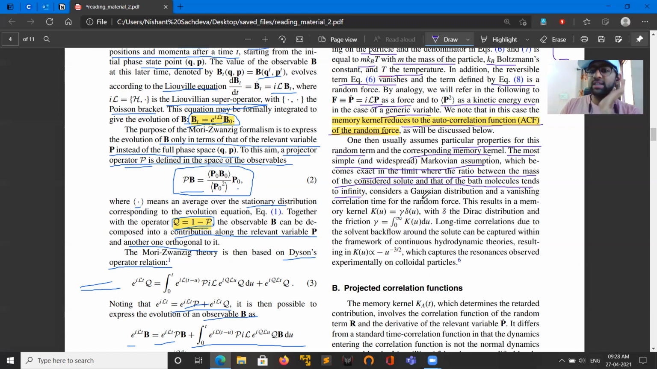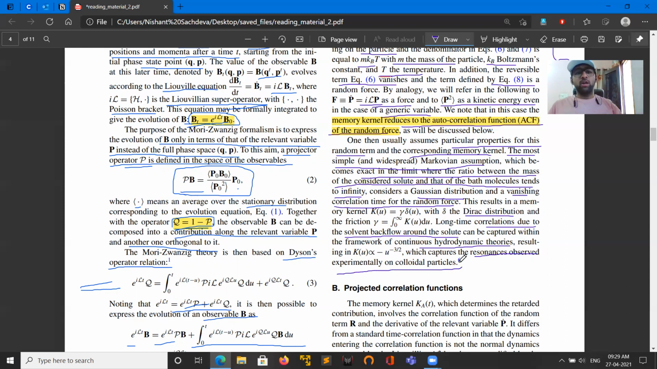The Markovian assumption considers a Gaussian distribution and a vanishing correlation time for the random force. This results in a memory kernel K(u), which is gamma delta of u, with delta as the Dirac distribution and the friction gamma as the integral from 0 to infinity of K(u) du. Long time correlations due to the solvent backflow around the solute can be captured within the framework of continuous hydrodynamic theories, resulting in K(u) being proportional to u to the power minus 3/2. This captures the resonances observed experimentally in polar particles.